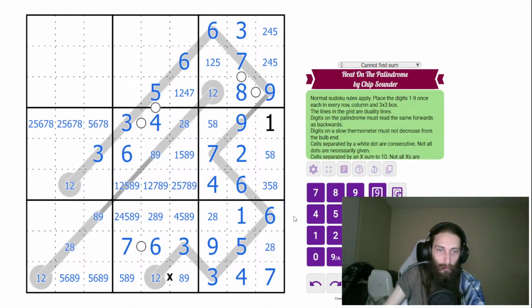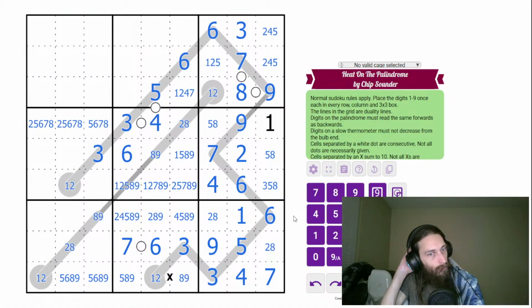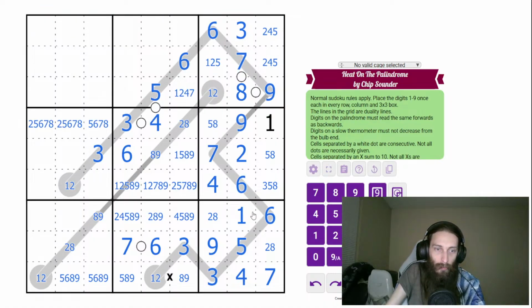So let me get rid of colors for a second while I look around for what can still be done. 3 can't be next to 2. Column 9 is 3. Oh yeah, 5-8 pair. And 5-8 pair, yeah, I saw that afterwards.